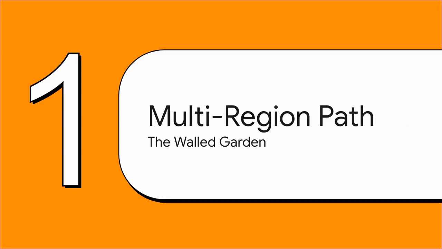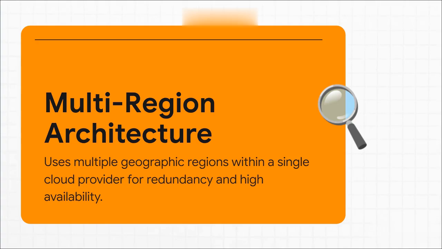Okay, so let's dive into our first major strategy. This is the multi-region approach. The best way to think about it is like you're building this incredible, impenetrable fortress, but it's all inside the walled garden of a single cloud provider. So, what does this actually look like in practice? Well, it means you're deploying your app in, say, your provider's US East region, and also running a copy in their EU West region. It's the same provider, same set of tools, just in totally separate geographic locations. That way, you're protected if one whole region has an outage.